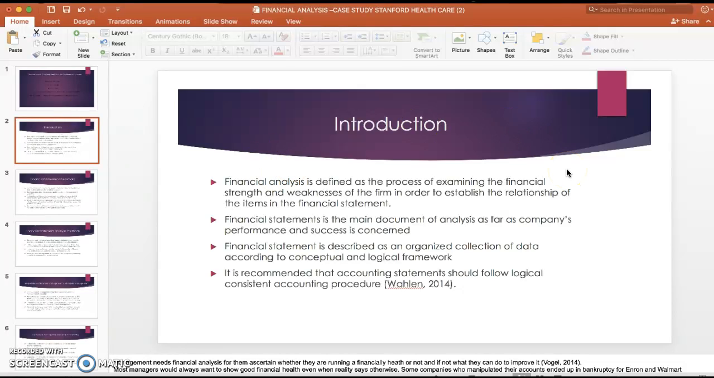Financial analysis is defined as the process of examining the financial strength and weakness of a firm in order to establish the relationship of the items in the financial statement. Financial statement is the main document of analysis as far as a company's performance and success is concerned. Financial statement is described as an organized collection of data according to conceptual and logical framework. According to Whelan, it is recommended that accounting statements should follow logical, consistent accounting procedure.